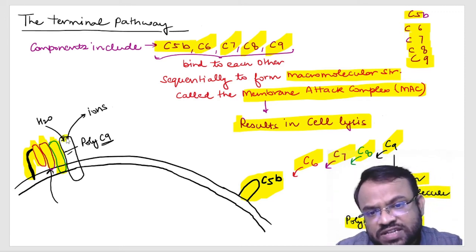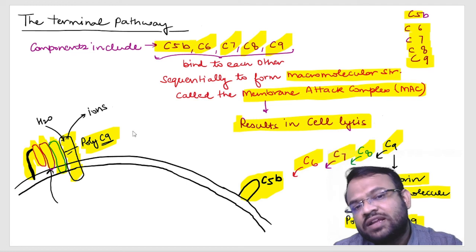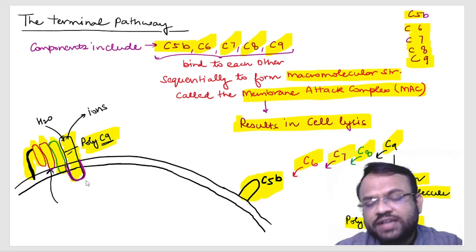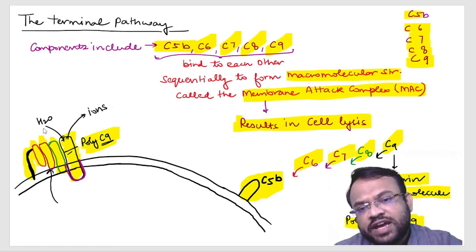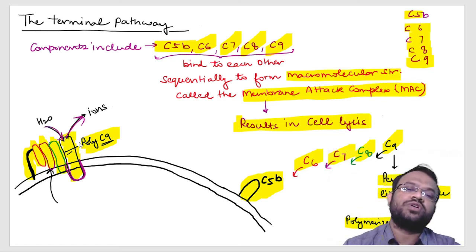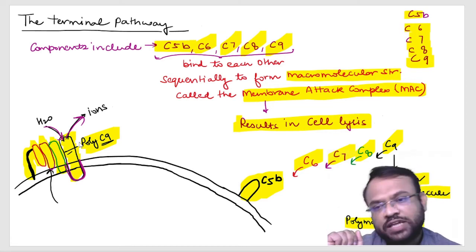After C8, C9 comes, and C9 comes in the form of polymers. Finally it creates a channel, a pore-like thing over here. With this, H2O or water starts coming in and ions start getting out. So this actually causes leakage. This is the terminal pathway.